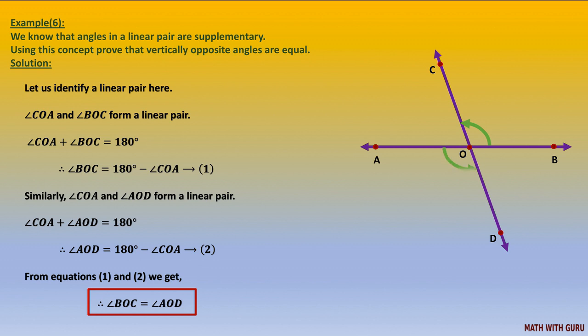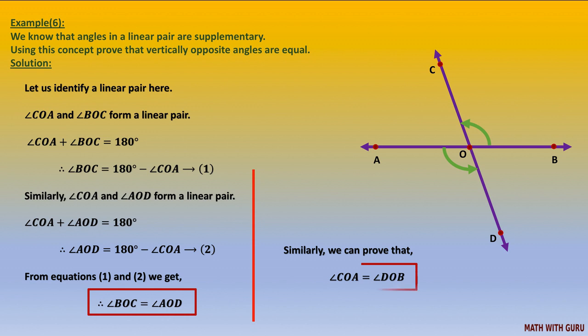Similarly, these are the two angles equal. Angle BOC equals angle AOD. Similarly, we can prove that angle COA equals angle DOB. Angle COA must be equal to angle DOB. Please give it a try.